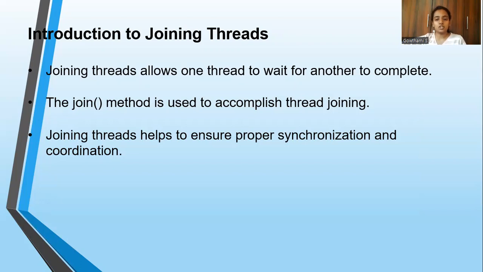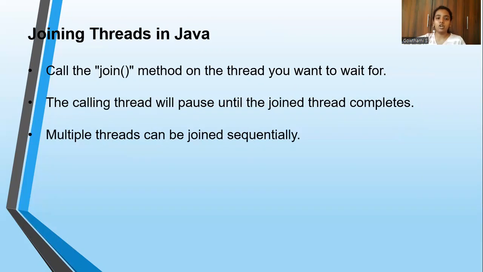Joining threads helps to ensure proper synchronization and coordination. So in Java, how do we join threads? We use a method called join. The calling thread will pause until the joined thread completes.